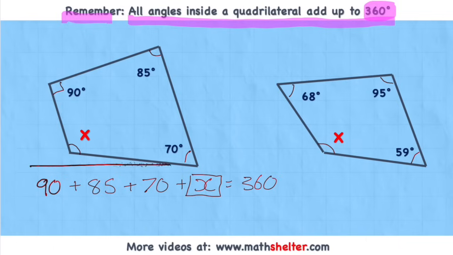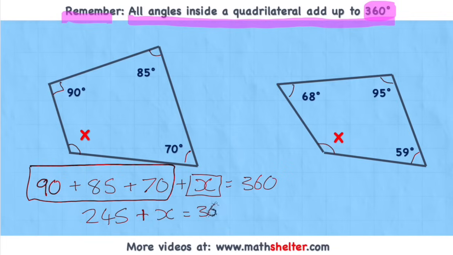Well, I can solve this part of my equation and add these variables together. 90 plus 85 plus 70 leaves me with 245. So 245 plus X has to equal 360. Let's get X on its own by bringing the 245 to the other side of my equation, which would turn it into a subtraction, leaving me with X equals 360 subtract 245, and 360 subtract 245 is 115.